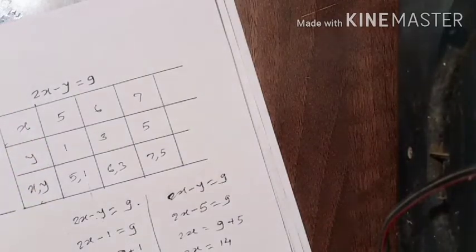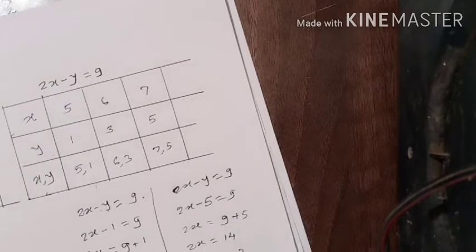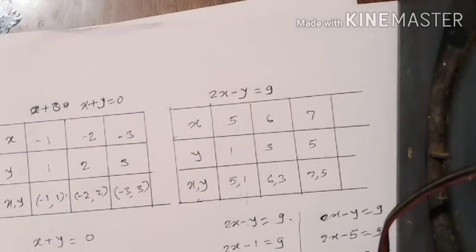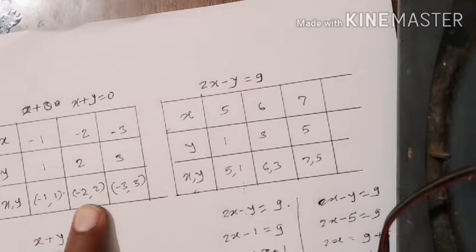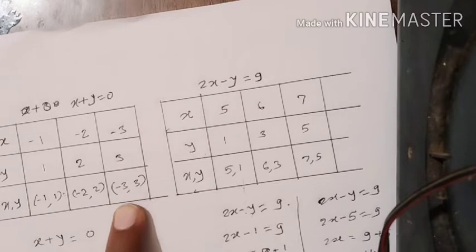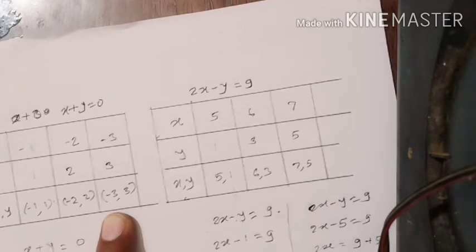In this way, the box is complete. The coordinates of the points of the first equation and the second equation are, see here, in the first equation: the first point is minus 1, 1. The second point is minus 2, 2, and the third point is minus 3, 3. These are the coordinates for the first line, or the first equation.